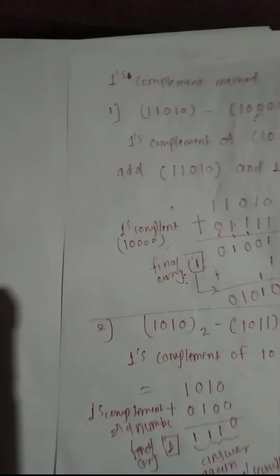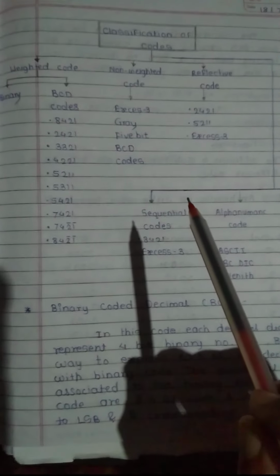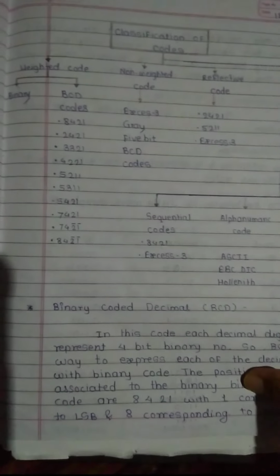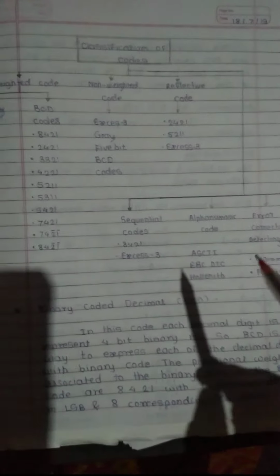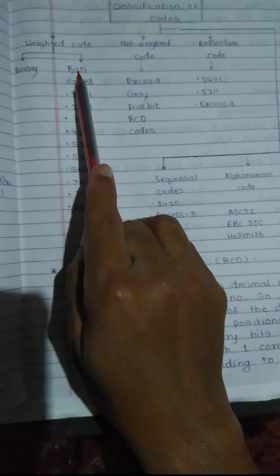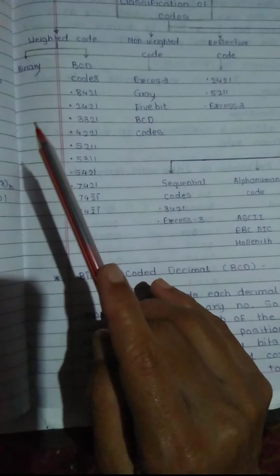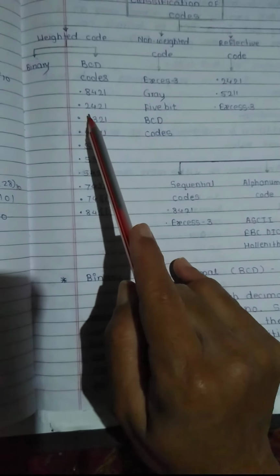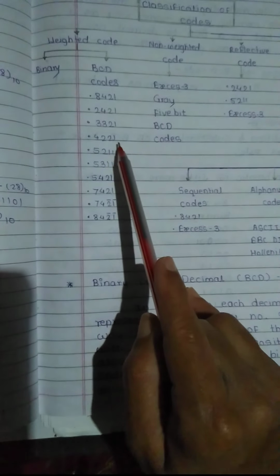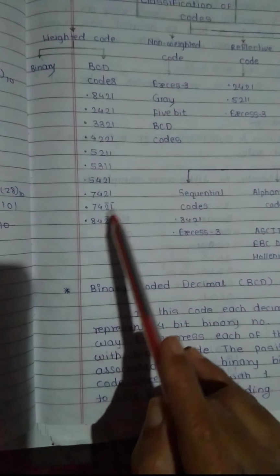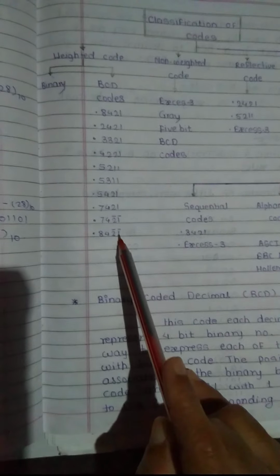Next, there is the classification of codes. There are different types of codes. That is, the codes are classified into different types. The first is the weighted code. In the weighted code, there are two types, binary and BCD. Binary numbers are represented 0 to 15, in 4 bits. BCD codes are 8421, 2421, 3321, 4221, 5221, 5311, 5421, 7421, 742 2 bar 1 bar, 8421 bar.